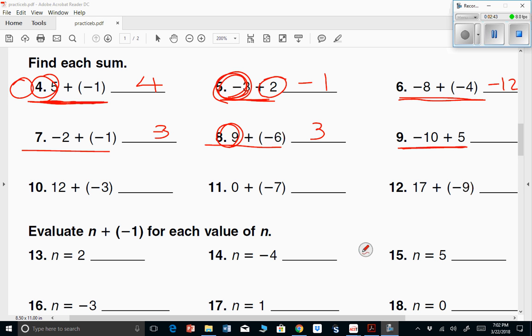Here we're adding two numbers whose signs are different. So you subtract, 10 minus 5 is 5. Keep the sign of the bigger one, -5. Just a couple more here. Signs are different. Subtract 9. Keep the sign of the bigger one, positive. 0 plus anything is just the thing you already had, so it's just -7. Signs are different. Subtract, 17 minus 9 is 8. Keep the sign of the bigger one, which is positive.